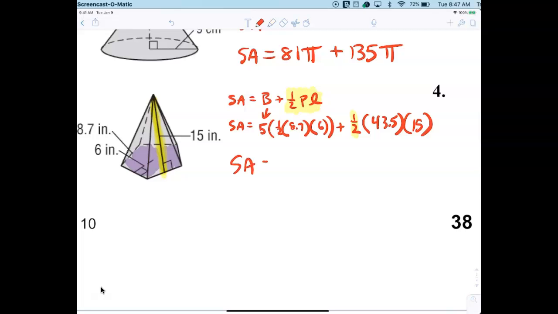Surface area is equal to 456 point what? 75 inches squared. Is everybody okay with that? Again, that's you typing numbers into the calculator. That's all I can do. Show you how to use the formula. Type numbers into the calculator. Should be good. Anybody have any issues?